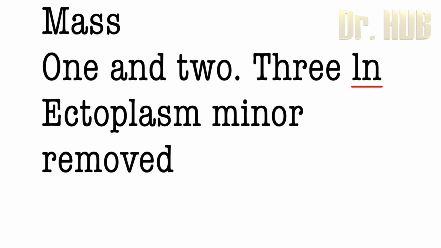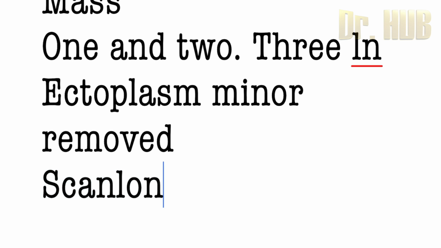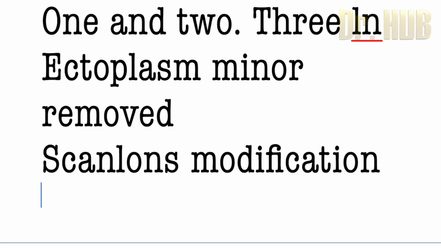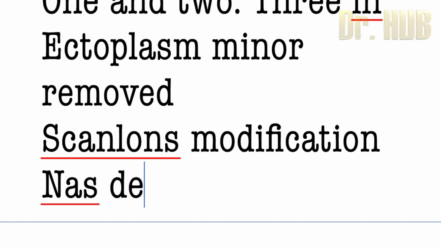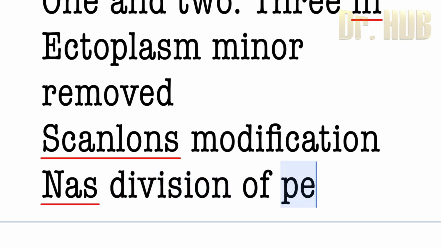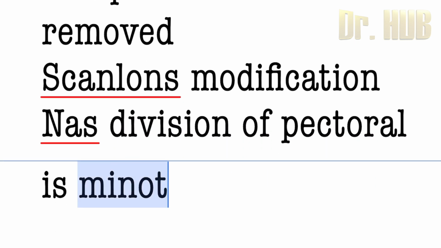Next you have Scanlon's modification. Here in Scanlon's modification, there is again an en bloc removal of the nipple areola skin, NAS, and the breast tissue as well as the breast mass, and the level 1, 2 and 3 lymph nodes. Next is the division of the pectoralis minor. In Patey's, it was the excision, and Patey has an E in it, so the E stands for excision. In Scanlon's, there is a division. There is a division of the pectoralis minor.